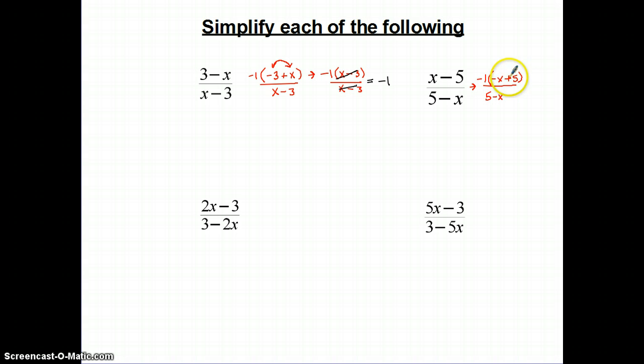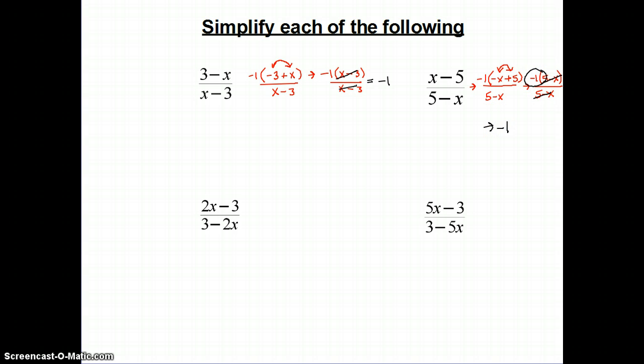Now, in order to make these terms match so I may cancel them, I'm going to rearrange my terms inside my parentheses and write my positive term first. So I have negative 1 and inside parentheses positive 5 minus x. In the denominator, I still have 5 minus x. Now I see matching terms in the numerator and the denominator, so I cancel these out, leaving me with just that negative 1.